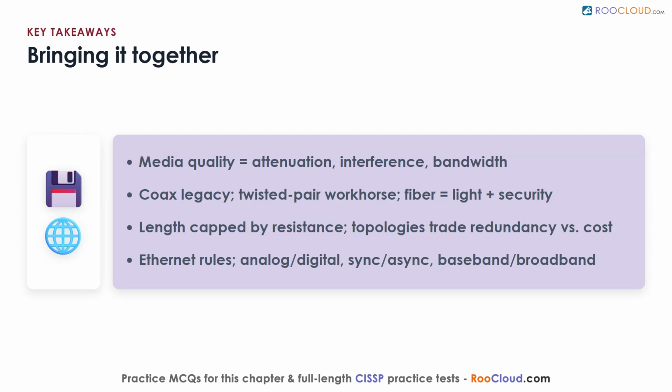The 4 topologies trade redundancy against cost, Ethernet rules the local network, and analog versus digital, synchronous versus asynchronous, and baseband versus broadband are the underlying signaling grammar. In the final part, we cover how devices share the medium.